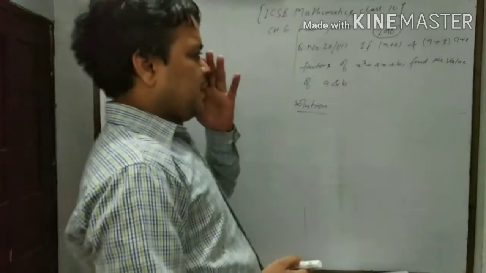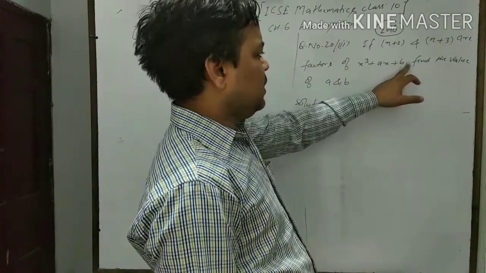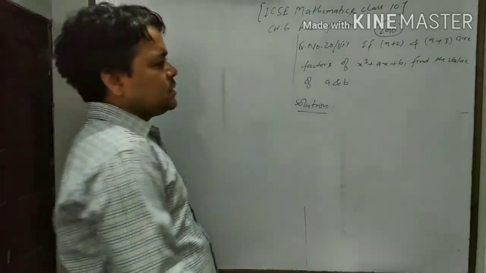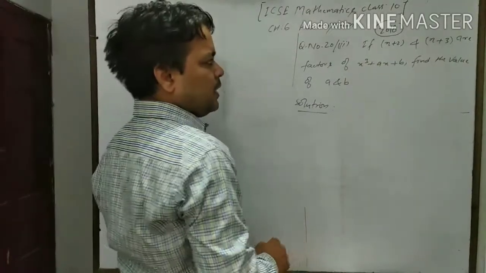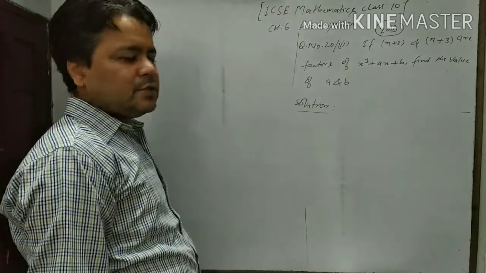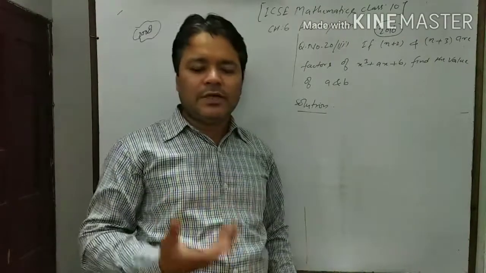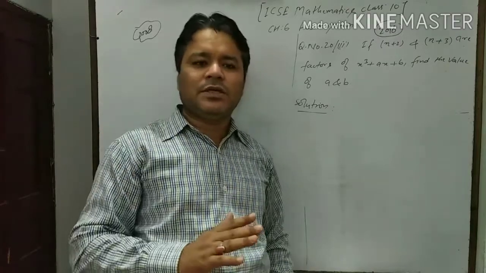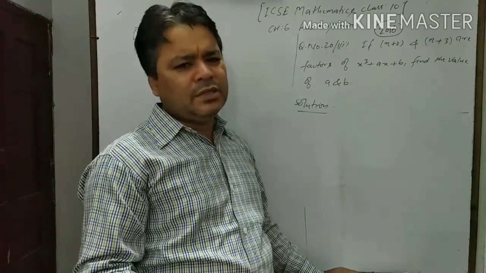If x plus 2 and x plus 3 are factors of x cube plus ax plus b, find the value of a and b. Since x plus 2 is a factor of this, and x plus 3 is also a factor of this, in this case we have to find two simultaneous linear equations in variables a and b, and after that solve those simultaneous linear equations and find the values of a and b simply.